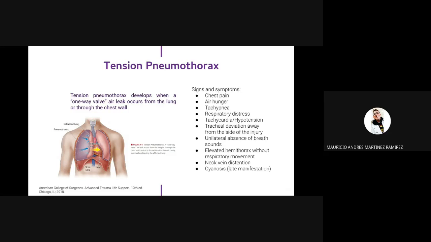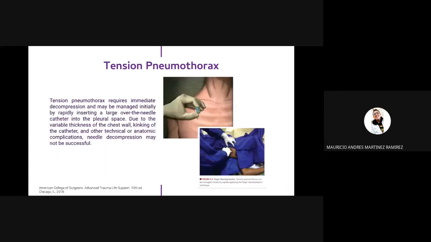Tension pneumothorax requires immediate decompression and may be managed initially by rapidly inserting a large over-the-needle catheter into the pleural space. Due to the variable thickness of the chest wall in patients, kinking of the catheter, and other technical or anatomic complications, needle decompression may not be successful. In this case, finger thoracostomy, as shown in the lower image, is an alternative approach.